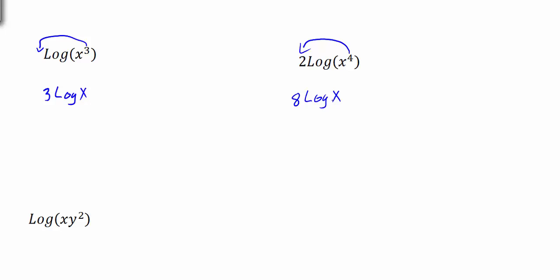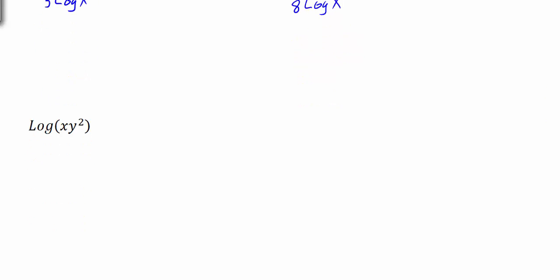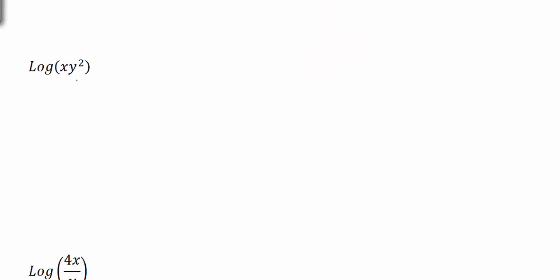Now, if you look at the next example below, maybe you want to try this on your own. This one's going to put a couple of the properties together. We have log of xy squared. The first thing we want to look at is that we're multiplying. That's the main operation here. So the multiplication we can split into two logarithms as log of x plus log of y squared.